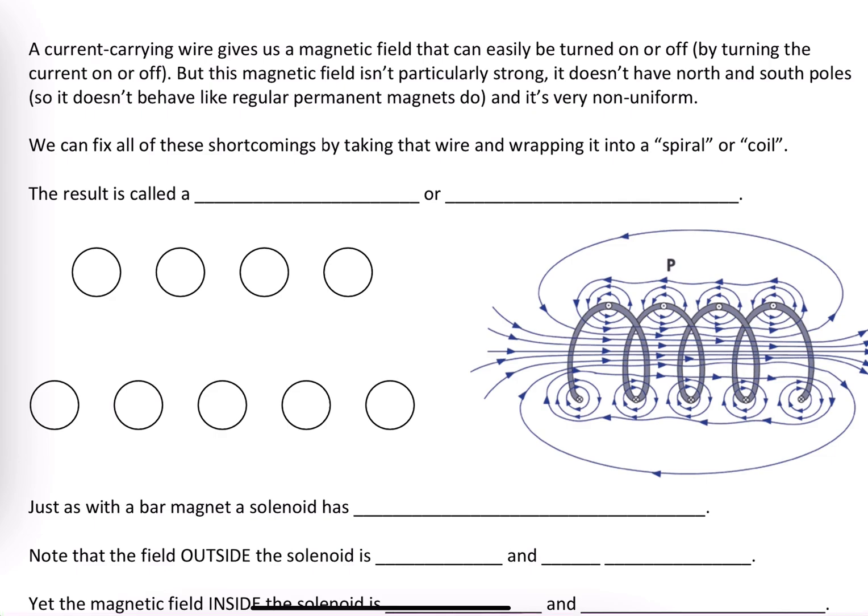So this is kind of new. This is something we couldn't do with a permanent magnet, like a bar magnet. You can't really turn them off easily. Now we have a magnetic field we can turn off, but this still leaves something to be desired.